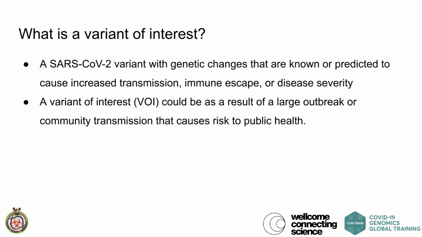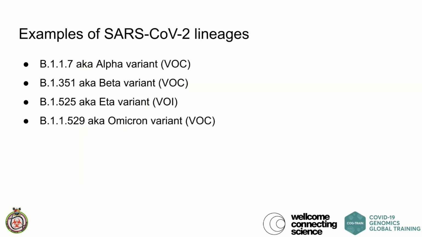So we have an example of SARS-CoV-2 lineages here. You have the B.1.1.7, also known as the Alpha variant, the B.1.351, also known as the Beta variant, the B.1.525, also known as the Eta variant. This is a variant of interest, not a variant of concern. And then we also have the B.1.1.529, also known as the Omicron variant, which is a variant of concern. And then we also have the B.1.617.2, also known as the Delta variant.